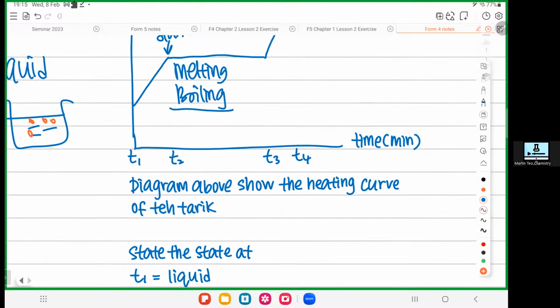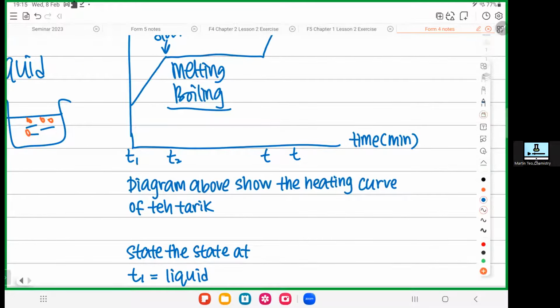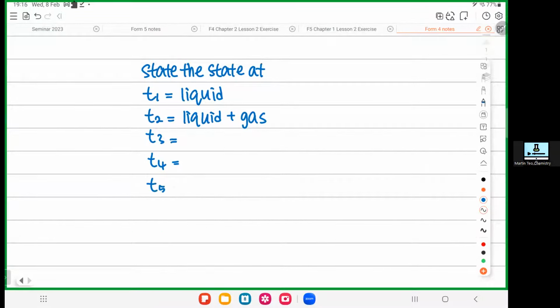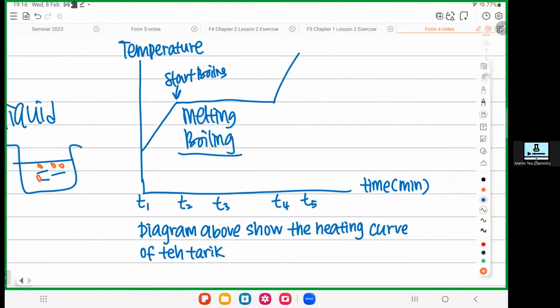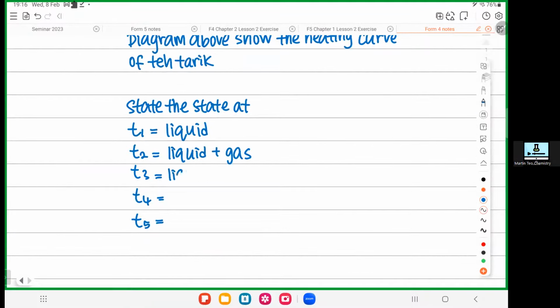Let's say I add one more point. Here I add T3, T4, and T5. What about T3? T3 is here in the middle, where boiling is ongoing. When boiling starts, you already have gas and liquid. So in the middle here, boiling is ongoing, so you still have liquid and also gas. So liquid and gas.